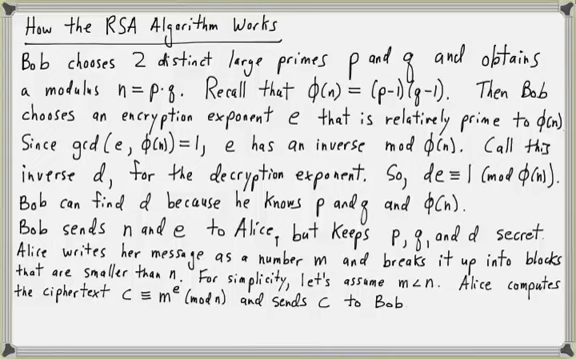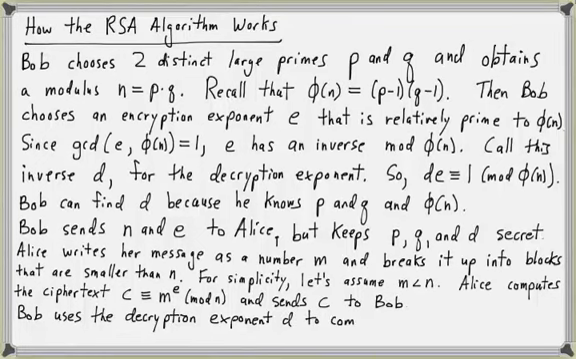Okay. Well, then Bob uses the decryption exponent D to compute C to the power D, which will be congruent to M mod N, and therefore he can read the original message.